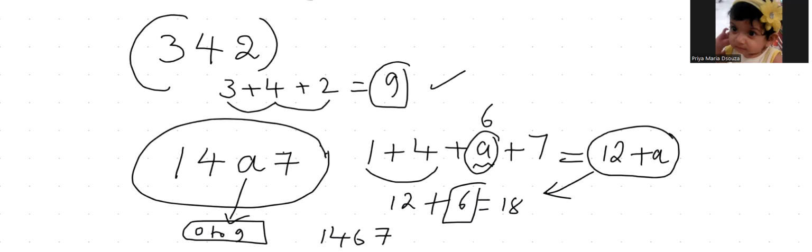So you should be able to do this. Add the digits and see the nearest multiple of 9, and see accordingly which value of A will hold good for this.